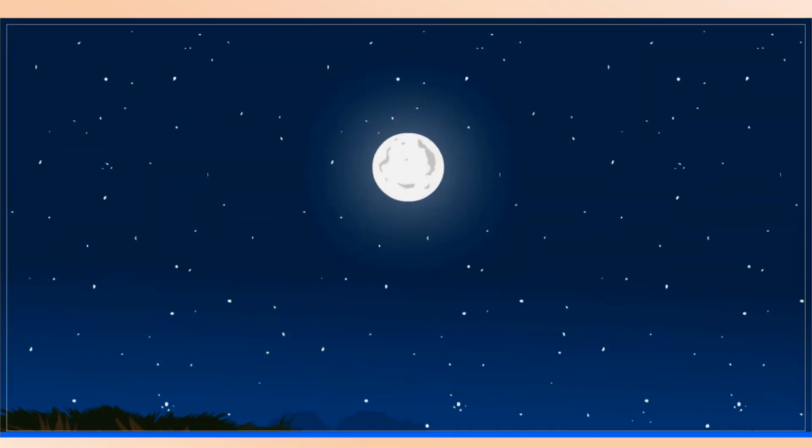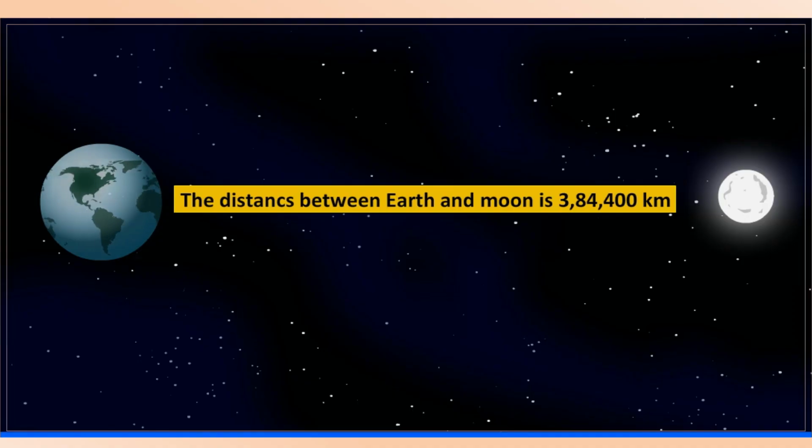The moon is the brightest object in the night sky but has no light of its own. It only reflects light from the Sun. The moon is about 3,84,400 kilometers away from the Earth. It completes one revolution around the Earth in about 27 days. It takes almost the same time to complete a rotation on its axis.